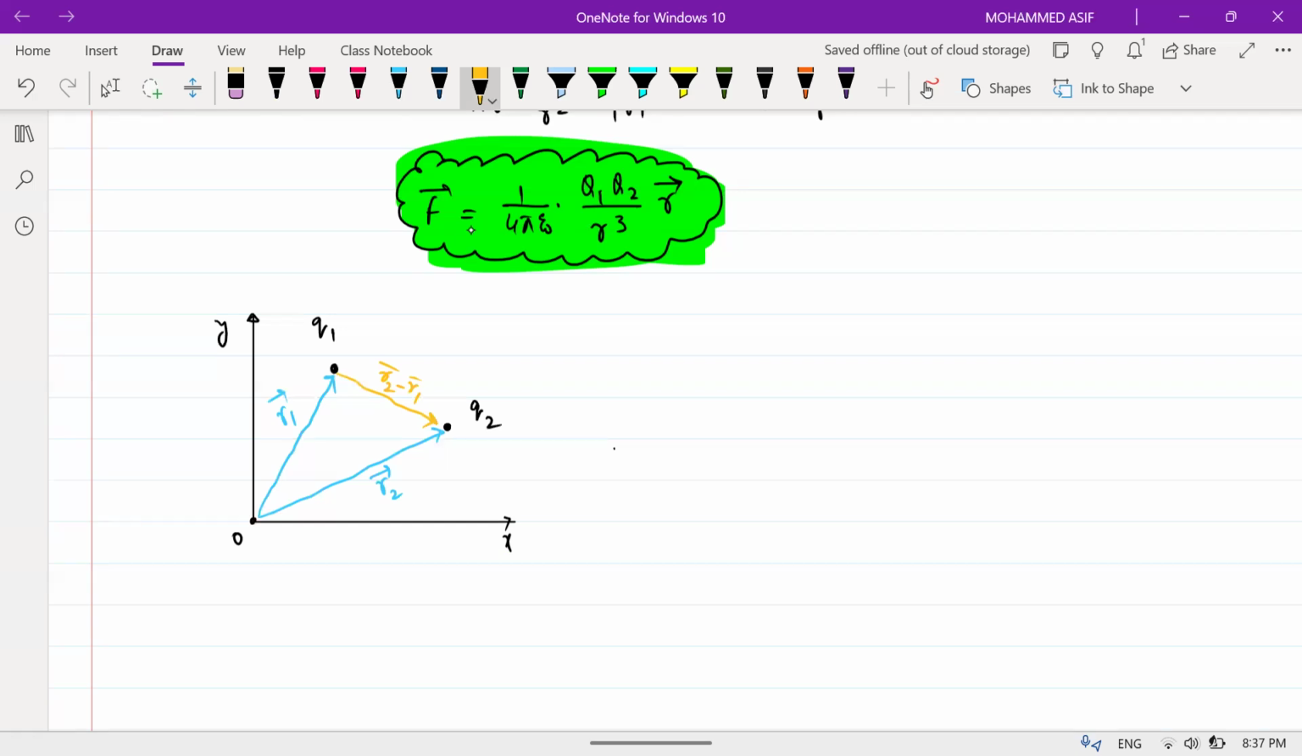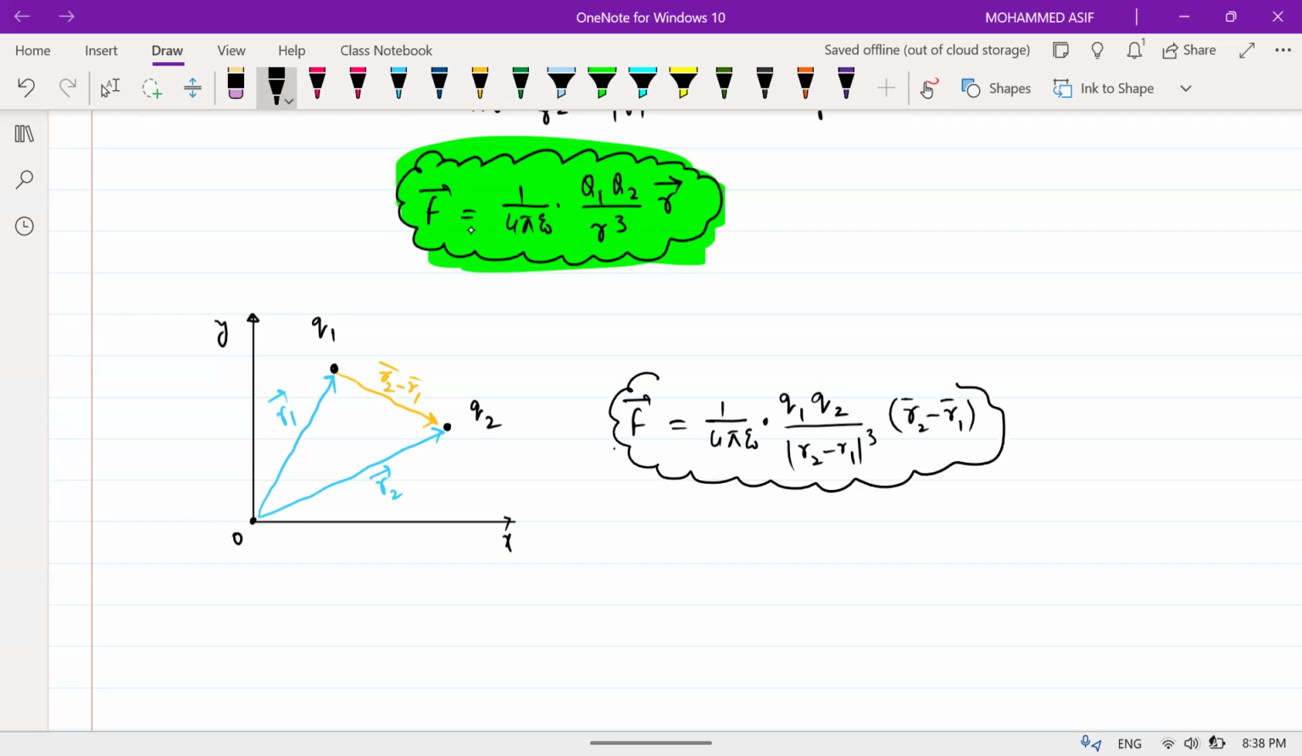The distance between R1 and R2 is how much? R2 minus R1. Now write Coulomb's law in vector form for this one. F bar is equal to 1 by 4 pi epsilon naught into Q1 into Q2 divided by the magnitude of R2 minus R1 whole cube, multiplied by R2 bar minus R1 bar. So this will be the vector form of your Coulomb's law.